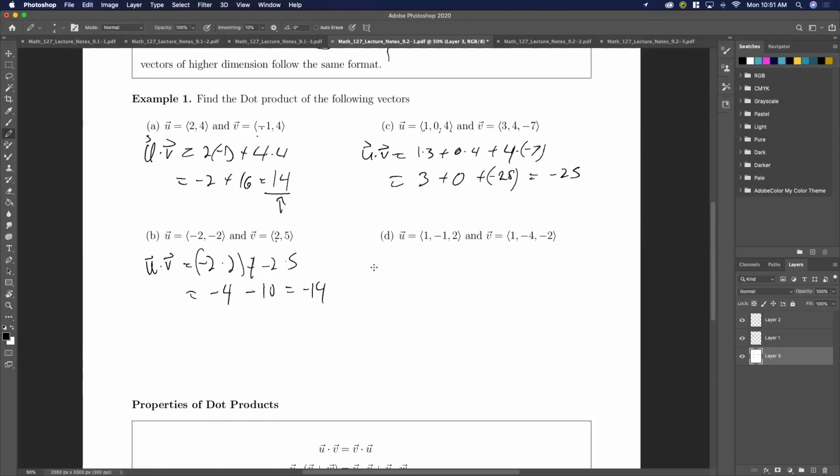All right, so let's do another dot product. So here I have u dot b. All right, so here I'll have 1 times 1. So the first components get multiplied together. Here I'll have -1 times -4, plus 2 times -2.